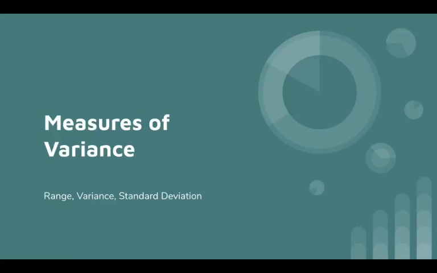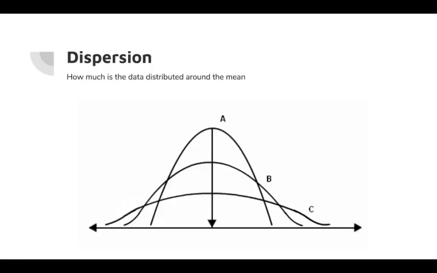Hi class. Today we're going to be looking at measures of variance for this week's material, primarily the range, variance itself, and then standard deviation. So let's take a look. So the first thing we want to look at is dispersion. Dispersion is kind of another way of talking about variance. It's just how much the data is distributed around the mean.